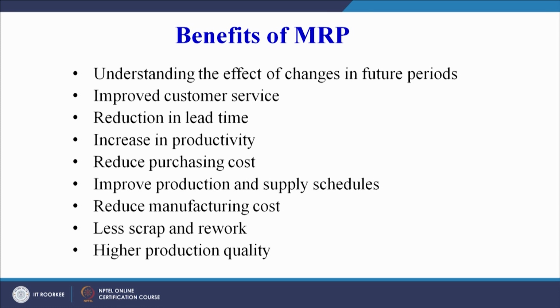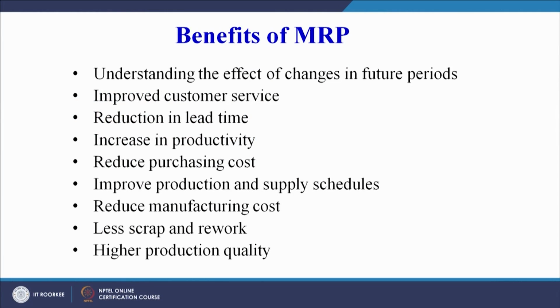Because if you remember, we have seen that we will do the gross aggregation of the requirement, and then we may be able to take advantage of the quantity discounts. Reduced purchasing cost can be achieved. Improve production and supply schedules, because now it is automatic, so human intervention is minimum. As soon as the inventory level goes beyond a particular point, an auto order or a triggering point will be there, which will bring the order into effect. So our production and supply schedules will improve.